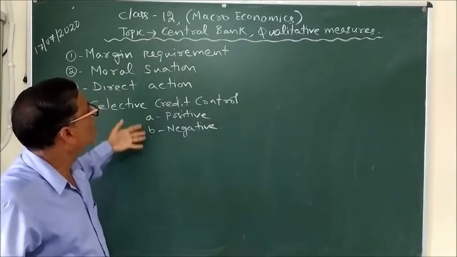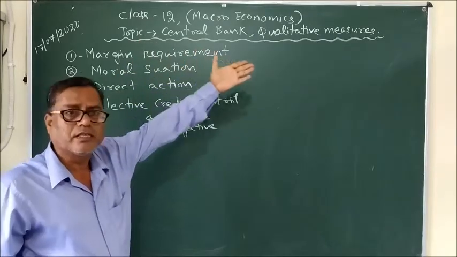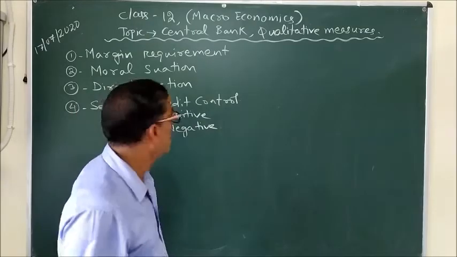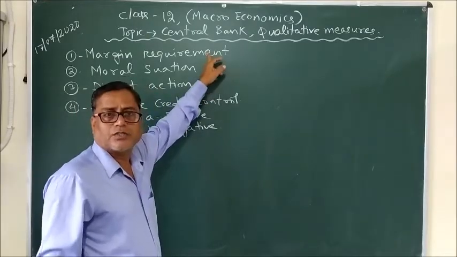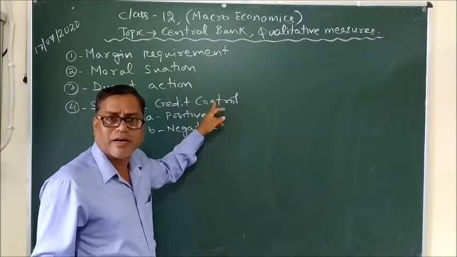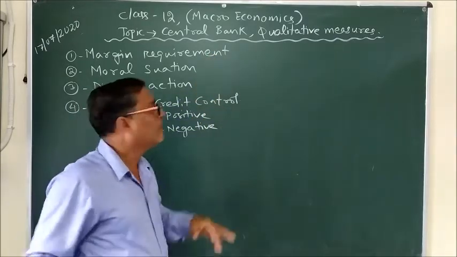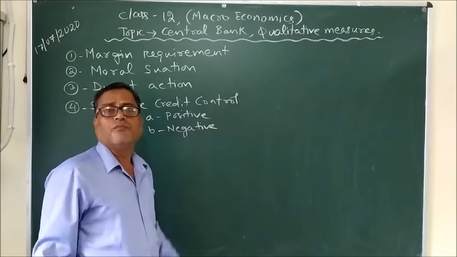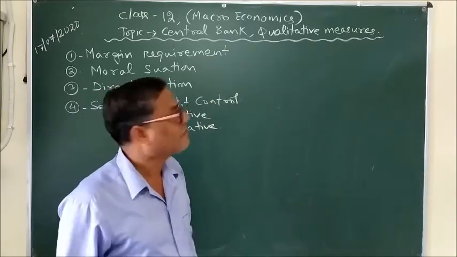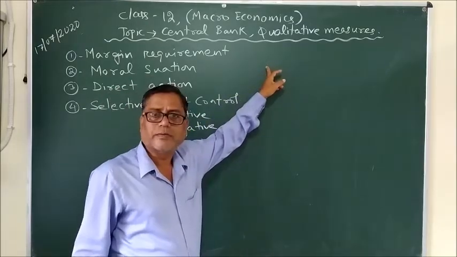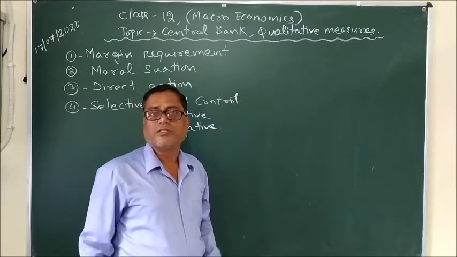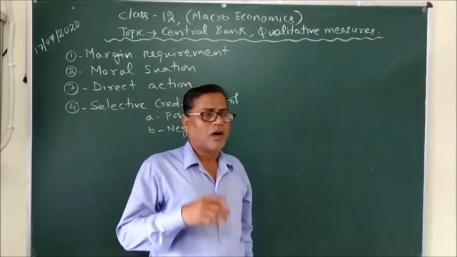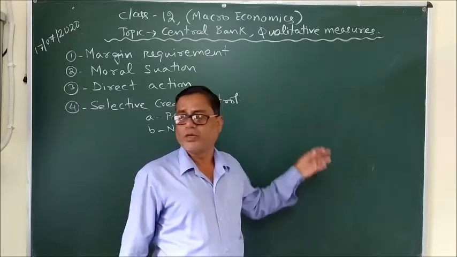So these are the tools which come under the qualitative measures of controlling credit and the inflow of money into the money market, and the government follows different steps and takes different actions according to its requirement and the situation of the economy, to control the amount of credit. So this is all about qualitative measures of credit control, and everything from the money and banking chapter is now completed.